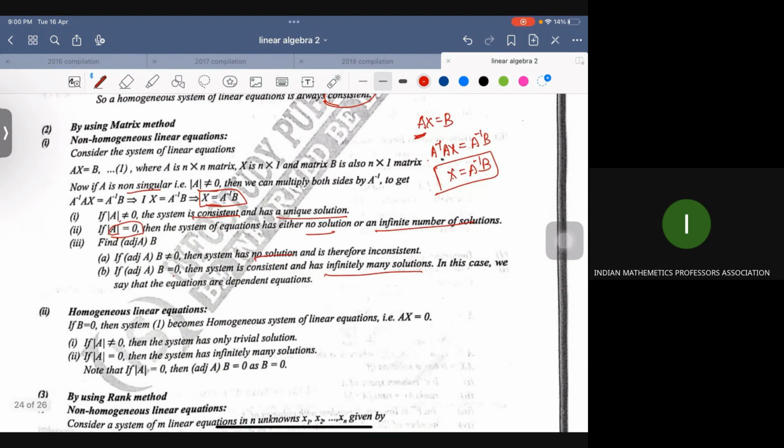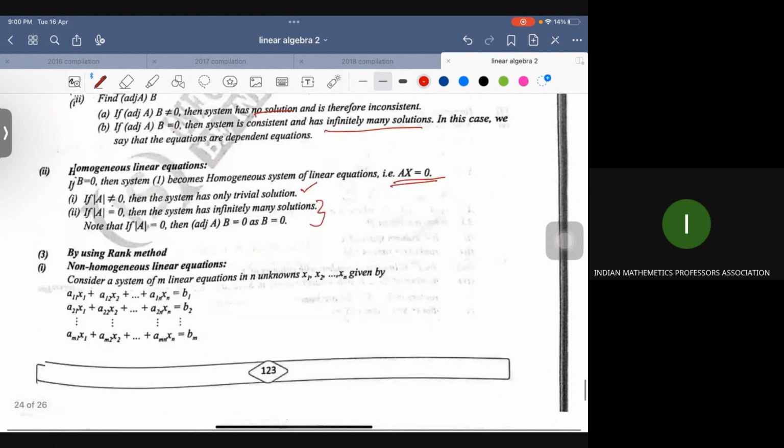For a homogeneous system, here B is a 0 matrix, so AX will always be 0. If the determinant of A is not 0, then the system has only the trivial solution, that is x equal to 0, 0, 0. If the determinant of A is 0, then we have infinitely many solutions.